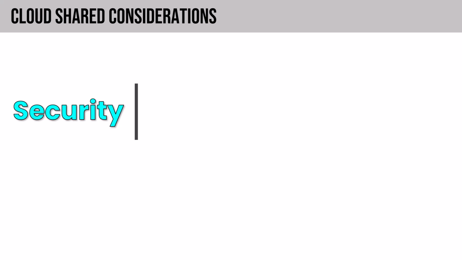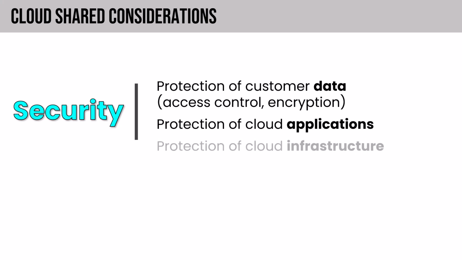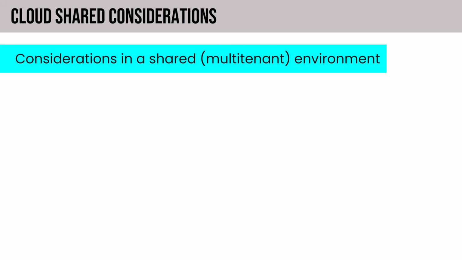So let's talk about security as a shared consideration. So protection of customer data, access control, data encryption, very important. Protection of cloud applications against attacks, for example, attacks of scale like distributed denial of service. Protection of cloud infrastructure, the underlying servers, storage, and network running the environment. The shared responsibility model explains who is responsible for security in each model and scenario. We talked about that earlier in this video. If you skipped over shared responsibility model, go give it a watch.